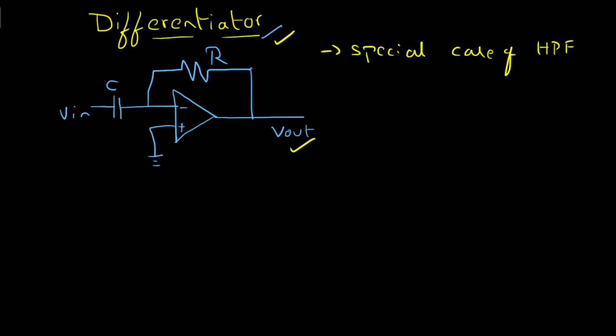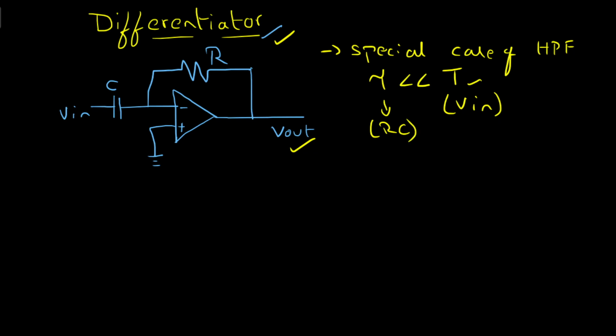The special case is where the time constant tau should be much less than the time period of the input signal. What is the time period of the input signal? Here we are taking it as capital T, and the input signal is Vin here. And what is the time constant tau? It is nothing but the product of resistor and capacitor.